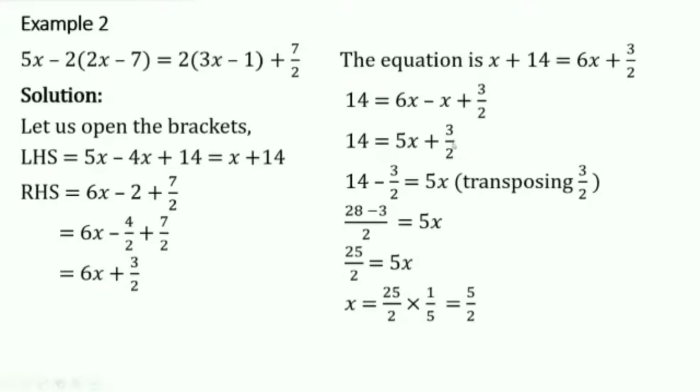Now transposing this 3 upon 2 on the left hand side, we'll have 14 minus 3 upon 2 is equal to 5x. Taking LCM 2, 14 2s are 28. So it is 28 minus 3 upon 2 is equal to 5x. So it is 25 upon 2 is equal to 5x. So x is equal to 5 upon 2. So the required solution is x is equal to 5 upon 2.